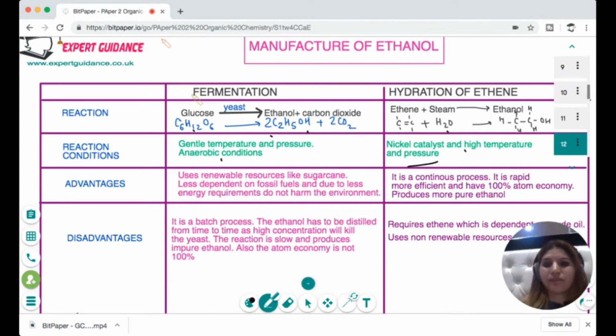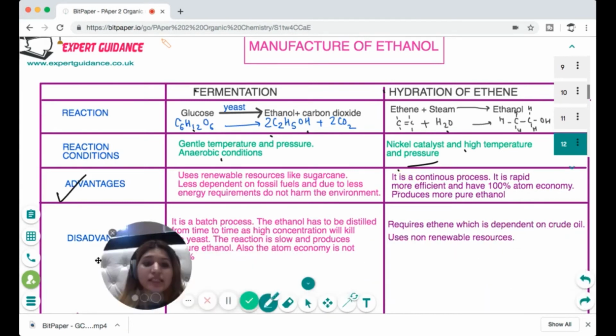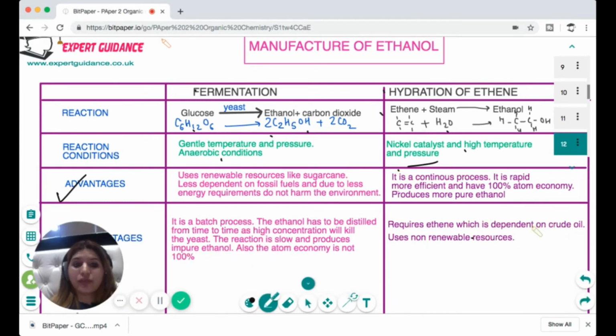The advantages of fermentation is, since you're using glucose or the plant-based sugar products, this reaction uses renewable resources, so it is less dependent on fossil fuels and makes less harm and has less energy requirements. On the other hand, when you do hydration of ethene, it takes ethene from crude oil and it uses non-renewable resources. But the advantage of hydration of ethene is it's a continuous process.